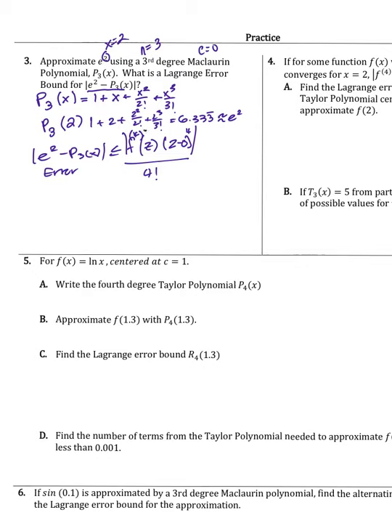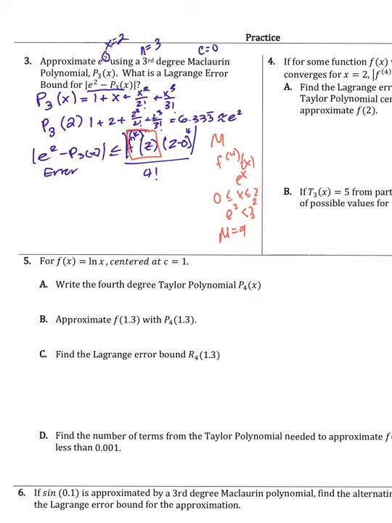Now I need to find my m value. I meant to pick a different color here. I need to find my m value here. So e to the x, the fourth derivative is still going to be e to the x. We're looking at that between 0 and 2, so we're looking for e squared. E squared is what we're trying to approximate. I know that e is less than 3, which means that e squared is less than 3 squared. So why don't we use 9 as our m value?